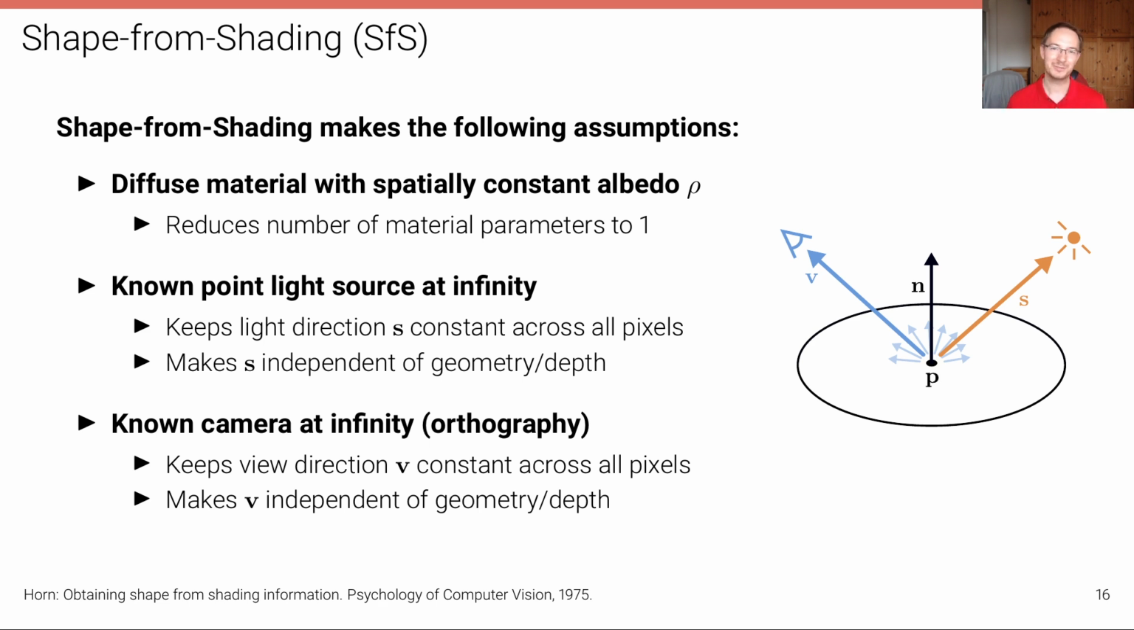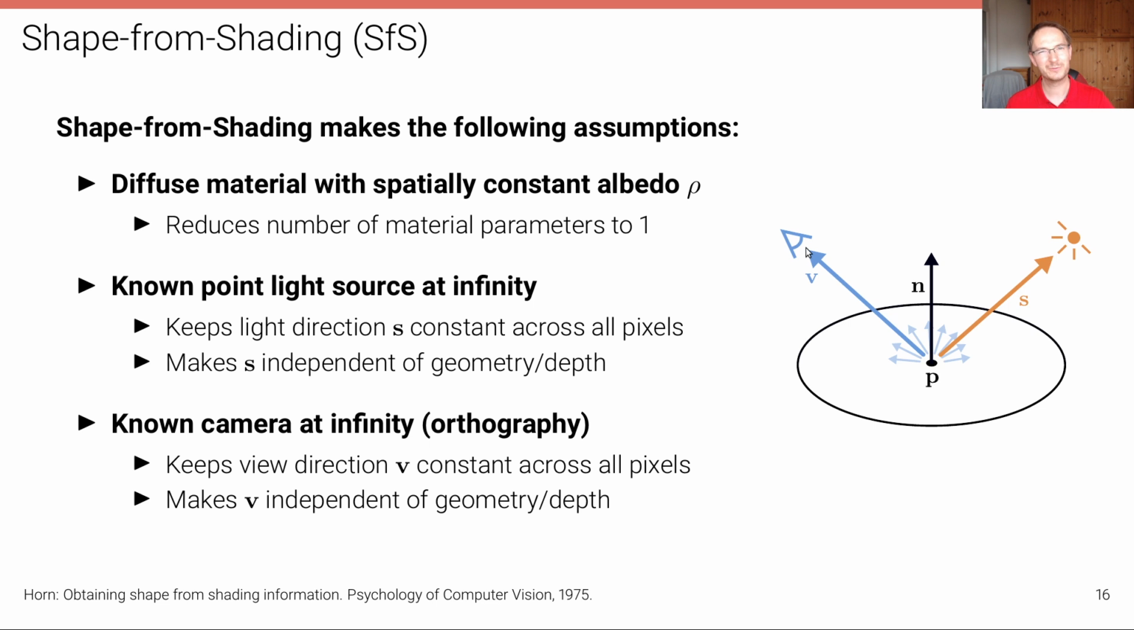The third assumption is similar, for the camera. We assume the camera also to be at infinity, which corresponds to an orthographic projection. And this in turn keeps the view direction V constant across all pixels. So similar to the light direction S, the view direction V is also constant across all pixels, and therefore V becomes independent of the geometry and depth as well.